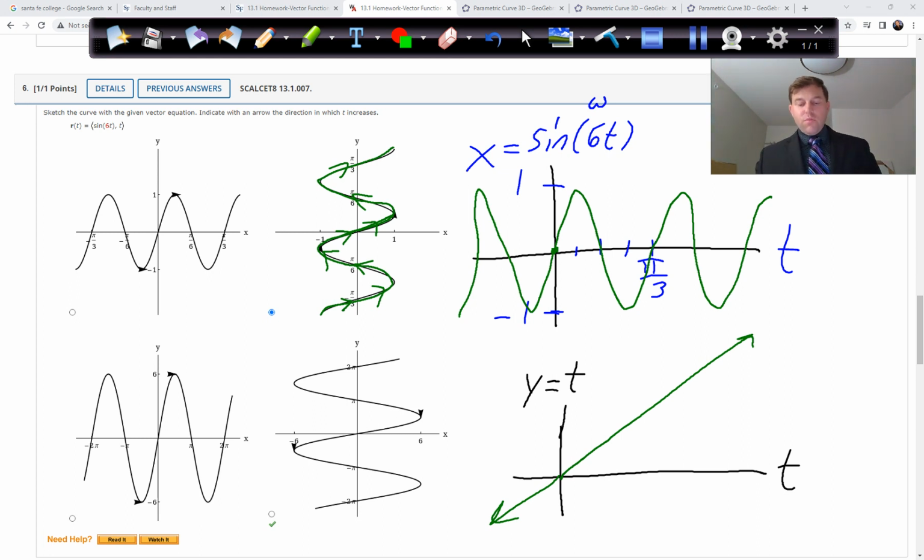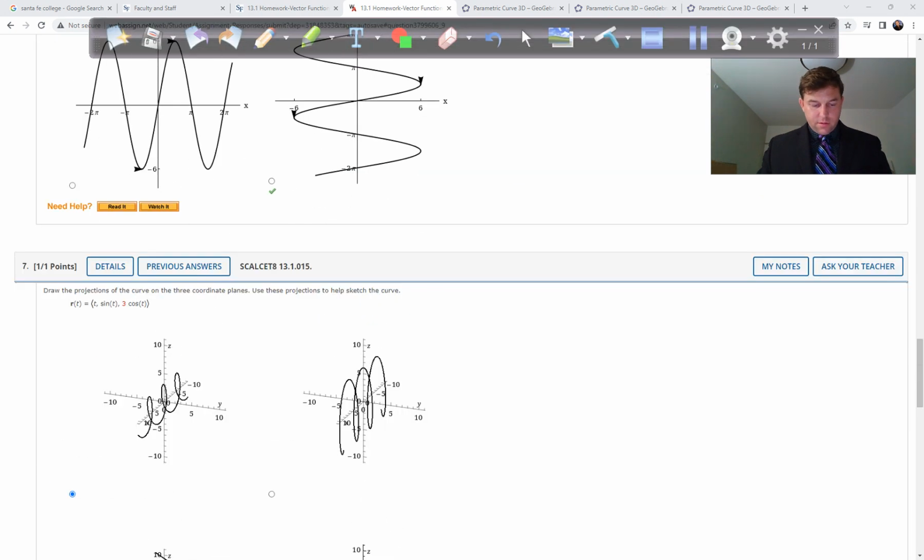And again, you'd probably want to pick some t values and just get a bunch of x, y coordinates and then plot them, and you'll see how it goes.